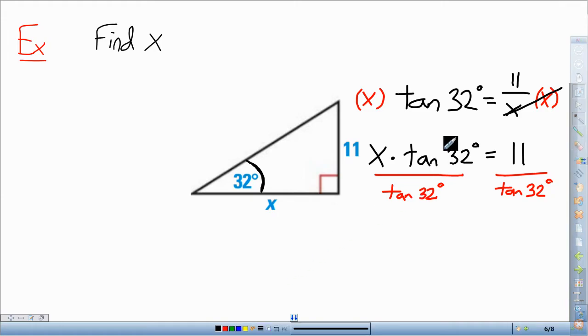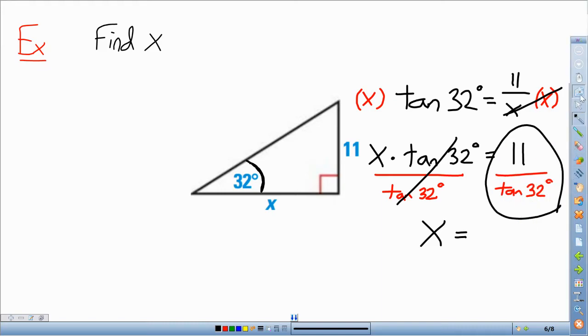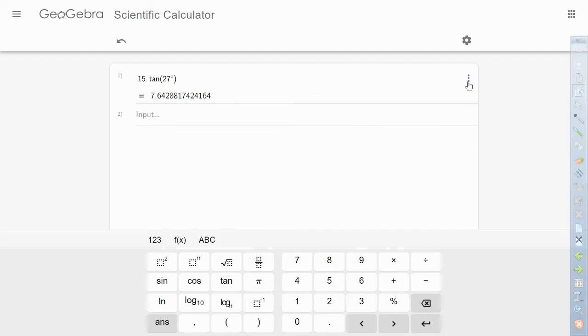Now these cancel and we get x by itself. Over on the right, this is what we need to type into our calculator. 11 divided by tangent 32. All right, and this is where we have to be a little careful. We'll see what happens when I type it into GeoGebra. Yeah, let's go ahead and do this. 11 divided by tangent 32. So going back to our calculator. By the way, if you're using this one, if you go to this here, you can delete. Okay, so delete it, and I'm doing 11 divided by tangent 32.